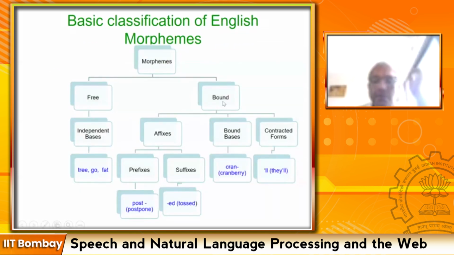So bound morphemes, yes, that's right. Affixes are a subset of bound morphemes, because bound morphemes consist of affixes, bound bases, and contracted forms. Yes, that's true.